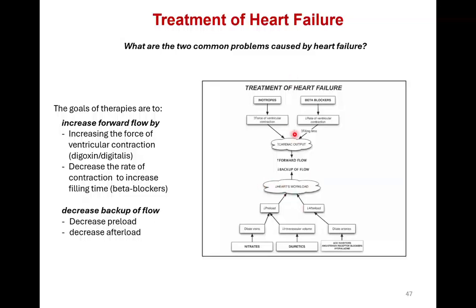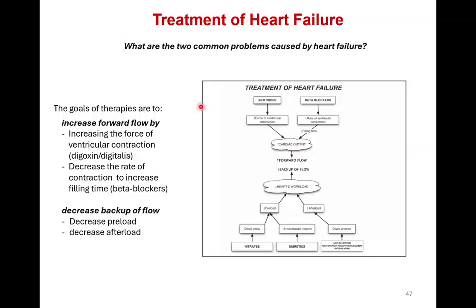Or on the other hand, you might want to use things like inotropes, which increase the force of contraction, or beta blockers, to decrease the rate of contraction, to increase the heartbeat. So you might be saying to yourself, how does decreasing the rate of contraction lead to an increase in cardiac output? Think about what happens when the heart is in diastole, it's filling. If you decrease the rate of contraction, you have a longer time for filling to come in. You've got a bigger end diastolic volume. And so when you contract, your stroke volume or your ejection fraction increases.